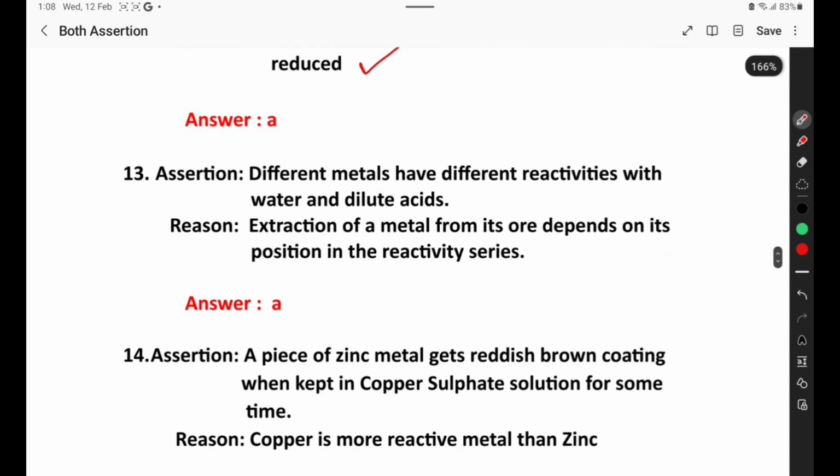Then different metals have different reactivities with water and dilute acids. We know according to the reactivity series, some metals react vigorously with water, but some metals do not react with water at all. So when we extract a metal, we should know the activity of the metal. It is based on the reactivity series. And also extraction of a metal from its ore depends upon its position in the reactivity series. So both assertion and reason are correct, and reason is the correct explanation of assertion.